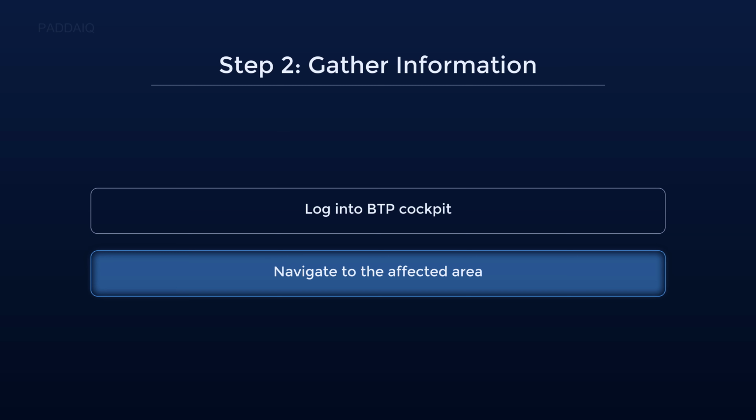Navigate to the affected area. This means going directly to the specific part of the system where the problem or task is located. For instance, if an integration flow is failing, you would open the SAP Integration Suite to find that specific flow. This focused approach saves time and effort by taking you right to the source.